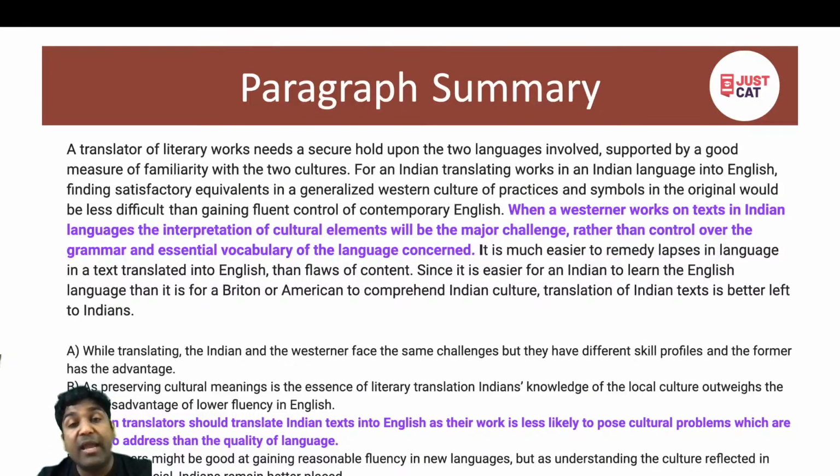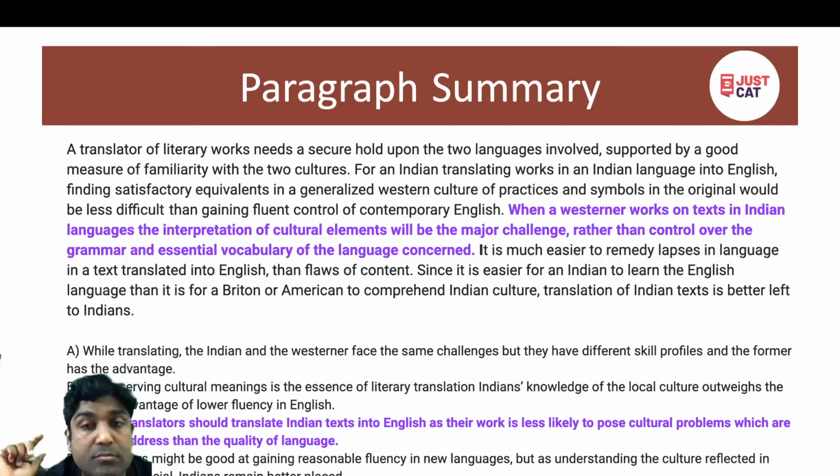"While translating, Indian and Western translators face the same challenges." No, this is incorrect right here, because the challenges faced by Indians and Westerners are different. Indians face difficulty in understanding the control over the command, the required skill in the English language, and Westerners will face the challenge in understanding the Indian culture. So they have different challenges. Hence, reading the first part only, you can negate this answer.